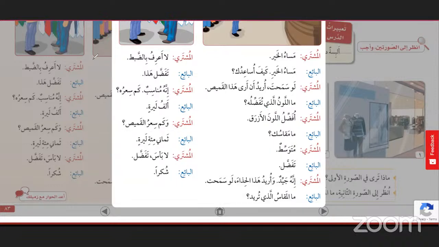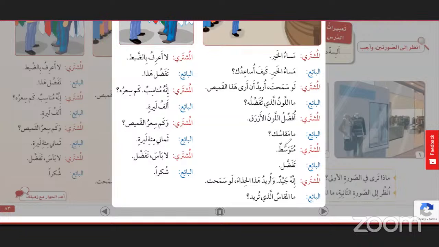Okay, go ahead. Ufadalu loan, I prefer color. Blue, maybe? I'm not sure. Ufadalu loan al-azraq. I prefer blue color. Excellent. I prefer blue color. Go ahead, Haider. ما مقاسك? What is your size? Good job.